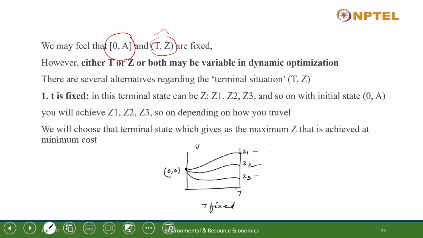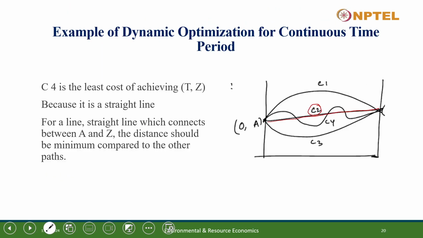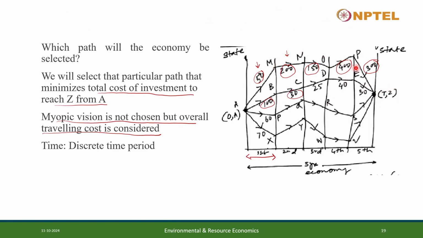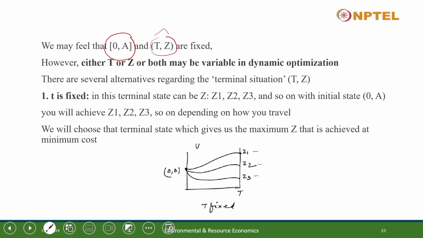After that, there are other cases where our terminal state is T comma Z. In the previous case, my T comma Z is constant. All the paths will converge to one final state. However, there might be some cases in which my Z is different, so my final economy state is different, and my time is fixed, from 0 to T. In this case, what will be my objective? We will choose the terminal state which gives us the maximum Z, the maximum economy state, that is achieved at minimum cost. So this will be my objective when the time is fixed.